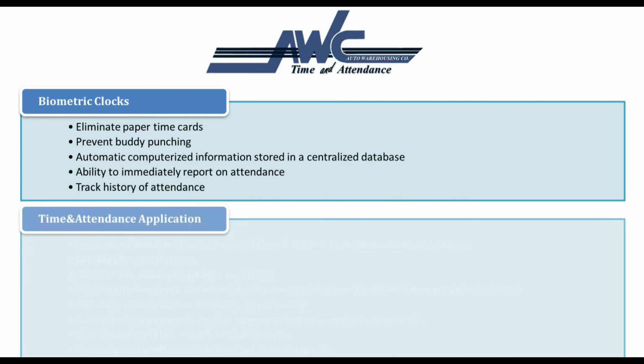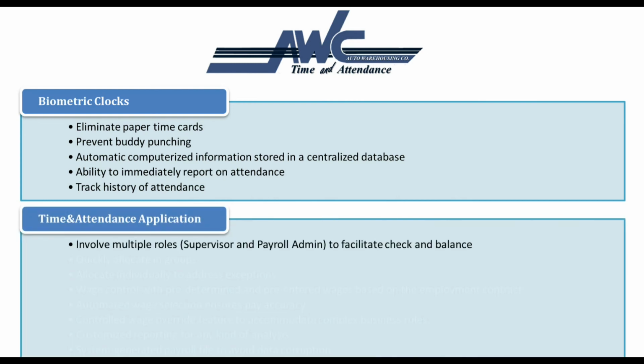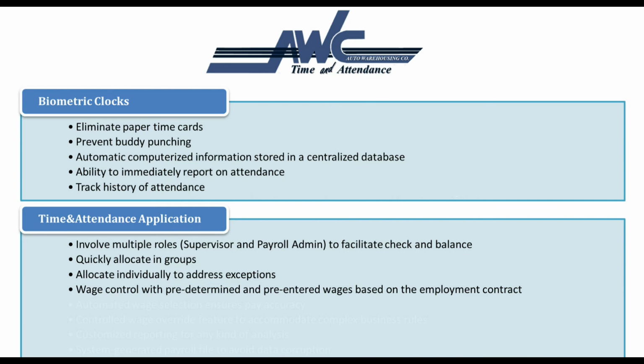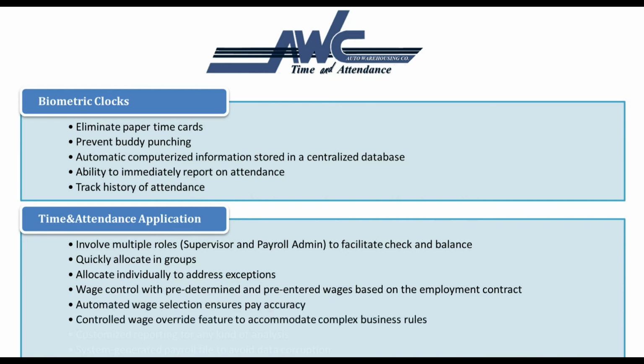For the time and attendance application, we involve multiple roles to facilitate check and balance. We can quickly allocate in groups or allocate individually to address exceptions. We have wage control determined by the contract, automated wage selection that ensures pay accuracy, controlled wage override to accommodate complex business rules, customized reporting, and system-generated payroll file to avoid data corruption, and many more possibilities and benefits for the future.